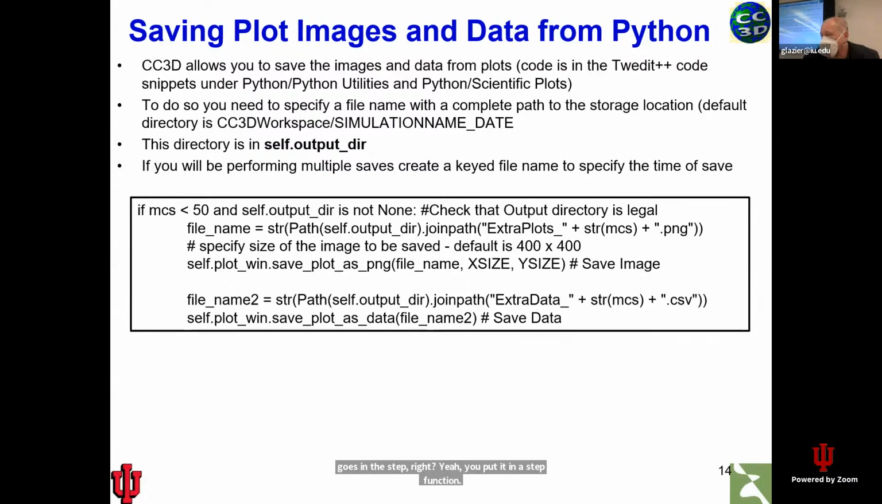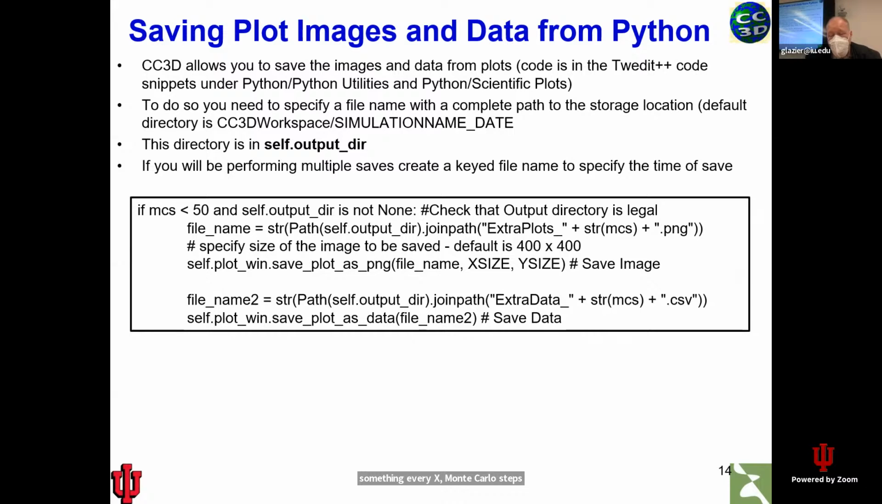Let's say I want to save every 1,000 Monte Carlo steps. This is the syntax for saving every X Monte Carlo steps. It's sort of counterintuitive: it would be if not MCS percent 1000, colon. That's the simplest way to do something every X Monte Carlo steps.